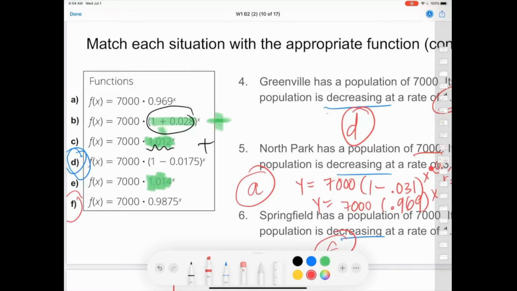Okay, the other ones are decreasing. I'm going to highlight those in red because the b value is less than 1. So anything that's less than 1 is decreasing. Now here, this hasn't been subtracted yet, but because there's a minus sign, I know 1 minus anything is going to be less than 1. You can actually subtract it if you want to. That's going to be decreasing. And then the last one is also less than 1, so that's going to be decreasing.